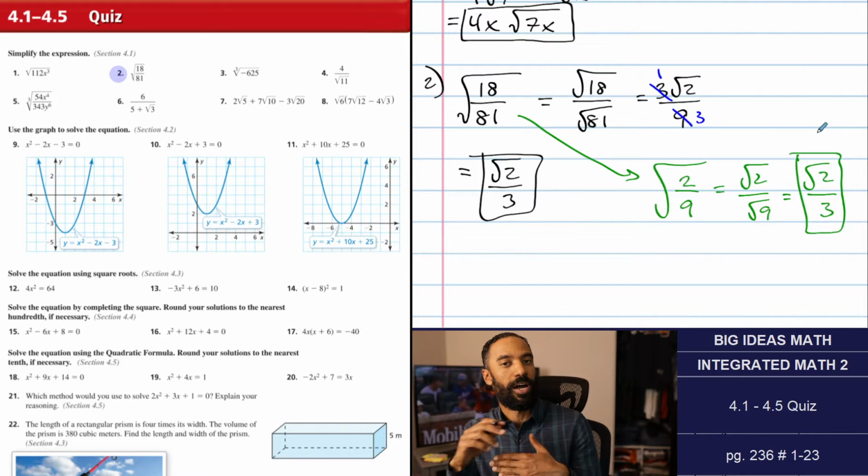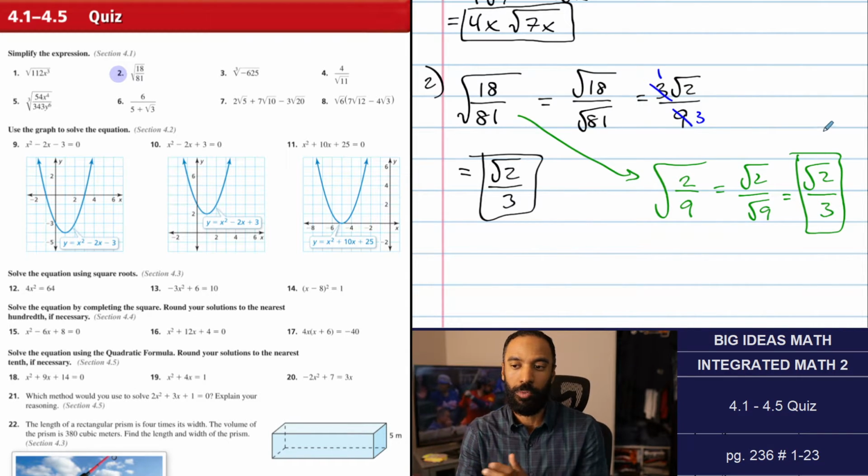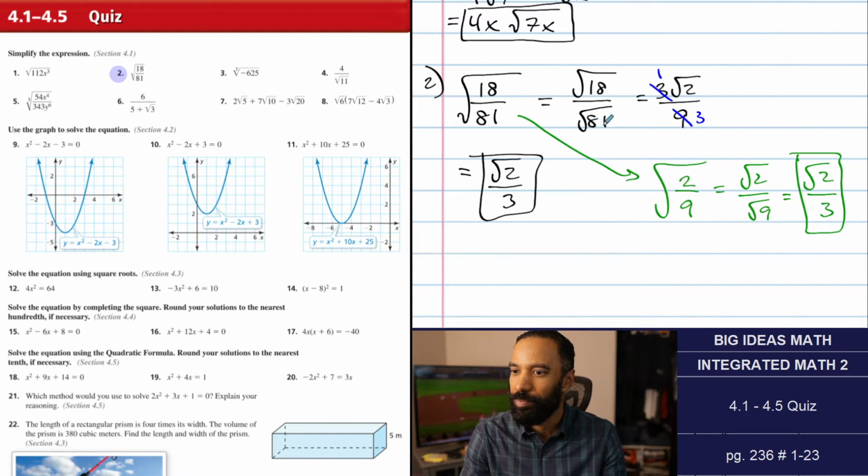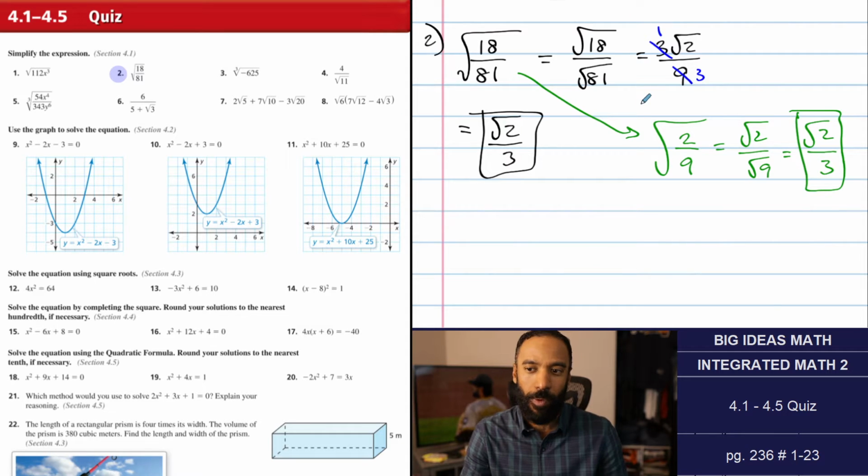What I didn't want to do, and it wasn't a problem here though, was reduce 81 by, let's say, I could only divide it by 3. Then I get 27 out. 27 is not a perfect square. I'd have to simplify that radical and then rationalize the denominator, and that wasn't something I wanted to do.